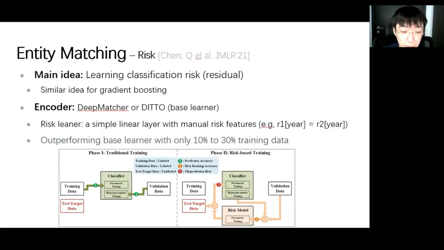Another topic is model ensemble. The model HierGAT... rather, the model Risk first trains a base learner, then uses a linear layer with some risk features to learn the residue between the ground truth and the predictions. They also claim that it can outperform the base learner with only 10% to 30% training data.